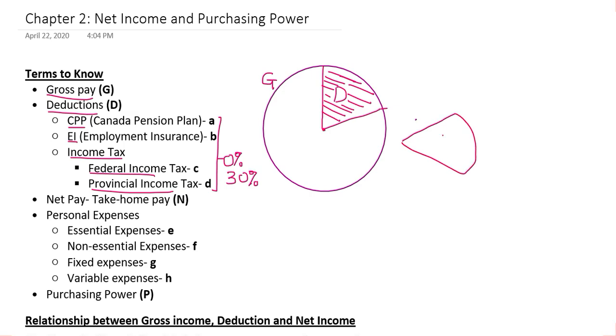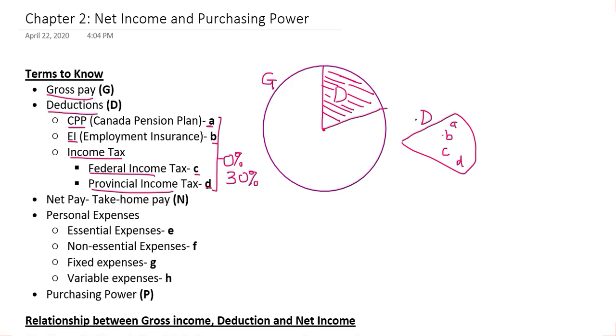If you look at D here, which is the deduction, it contains A, which is our CPP, and some percentage of your deduction comes from the employment insurance, which is B, and some percentage is taken by the federal income tax, which is C, and another comes from the province, which is represented as D. A is here, B is here, C is this, and that is D.